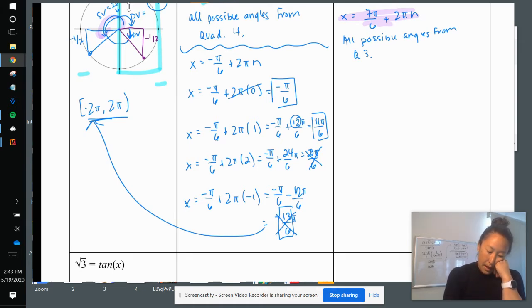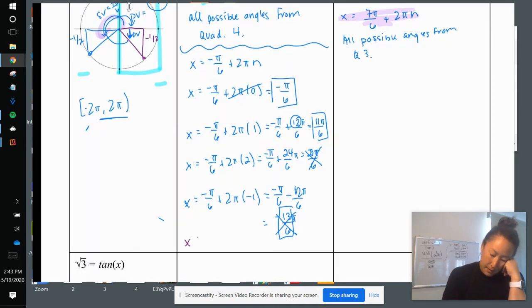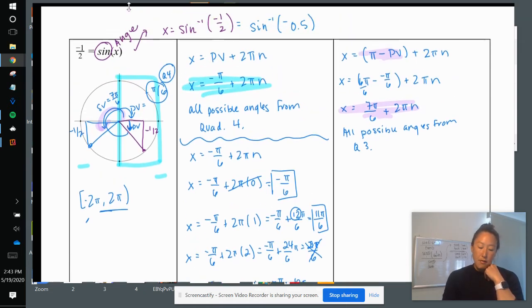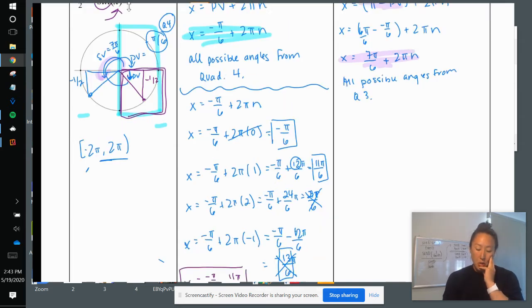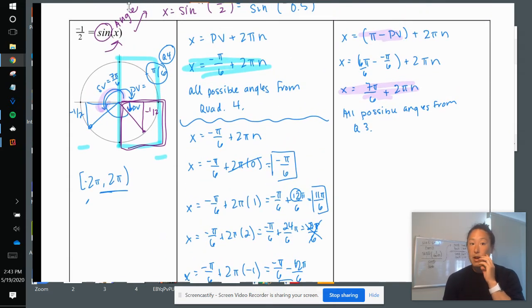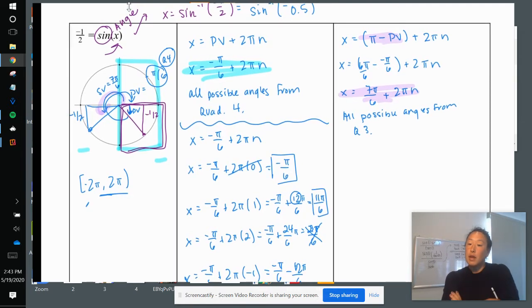So I list my answers like so, because this is a mess. My answers are negative pi over 6 and 11 pi over 6. Those are the two values for the fourth quadrant that are going to make it so that if I input 11 pi over 6 or negative pi over 6 in for x, it's going to give me a ratio of negative 1/2.